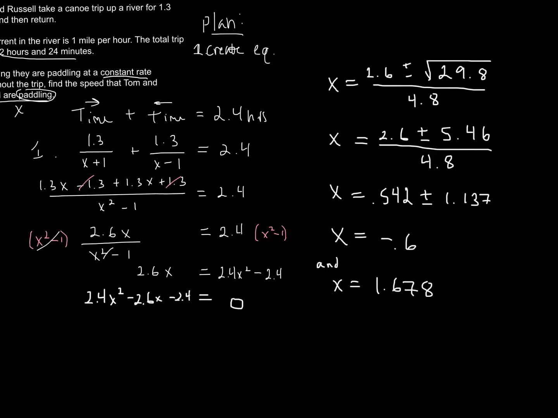Alright, so we're going to go ahead and only use the solution that makes sense, the one where they're paddling at a positive speed. So the answer that I'll go with is that they were paddling at 1.67 miles per hour.